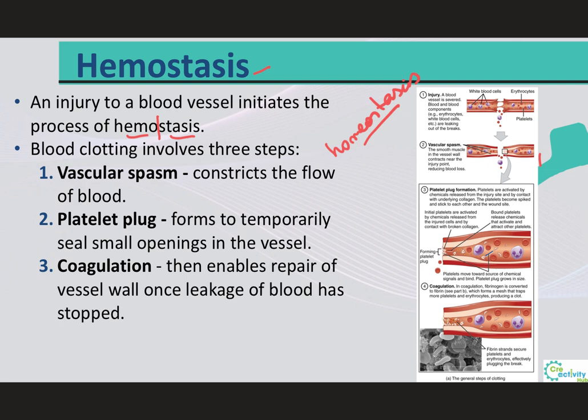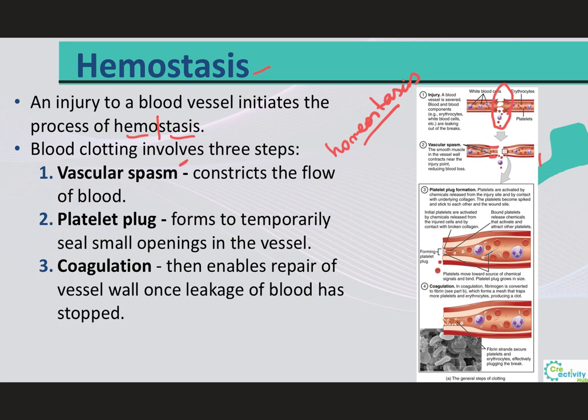So let's look at this process of hemostasis. First, an injury to a blood vessel will initiate the process of hemostasis. This means that the components of the blood will leak out of the blood vessel. So our body needs to make sure that it contains this blood, and it does this by initiating the process of blood clotting. This blood clotting process involves 3 different steps. First is what we call the vascular spasm, which will constrict the flow of blood.